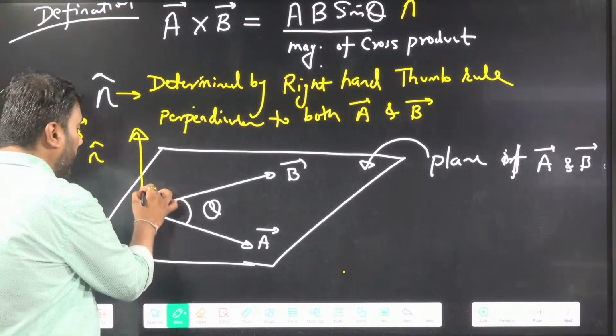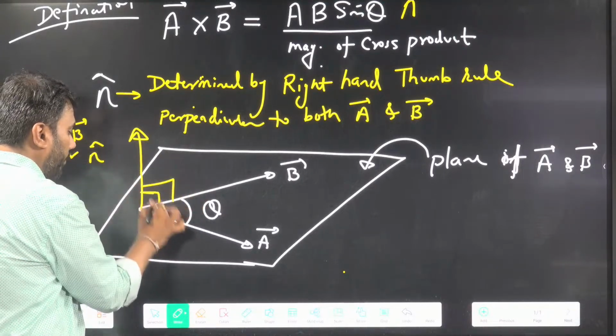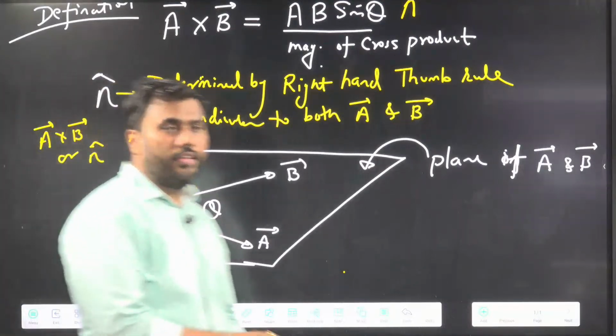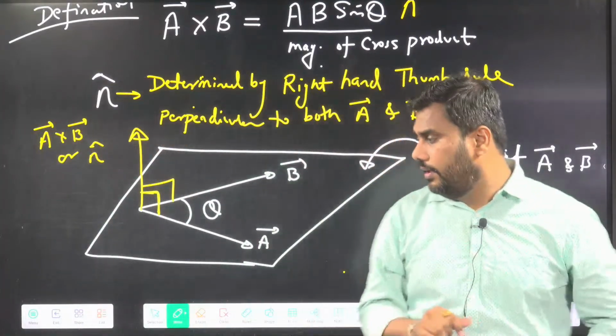How to find this direction? This is perpendicular to both A vector and B vector. How to find it? By the right hand thumb rule.